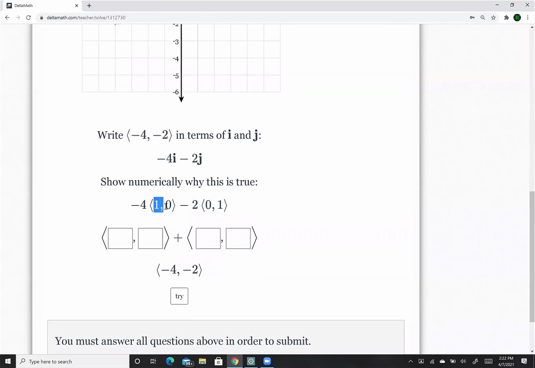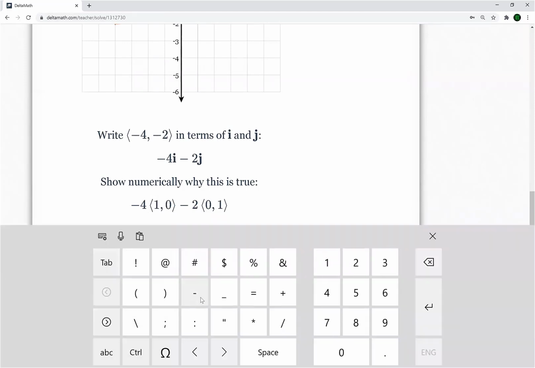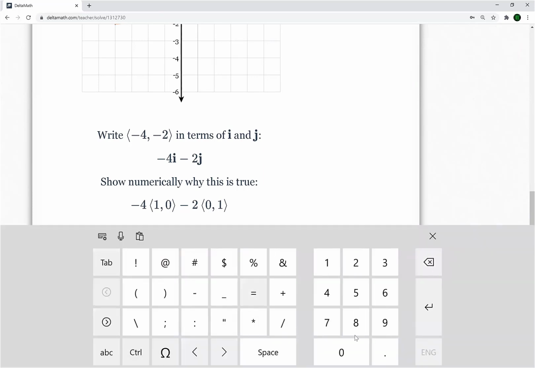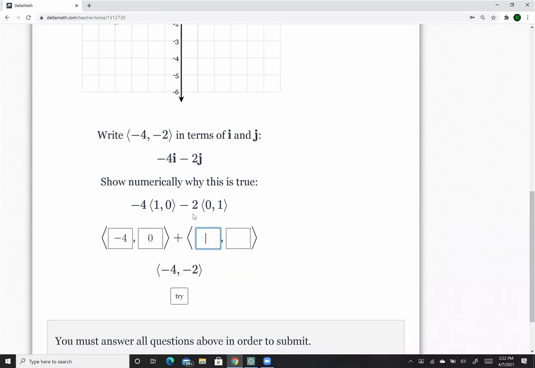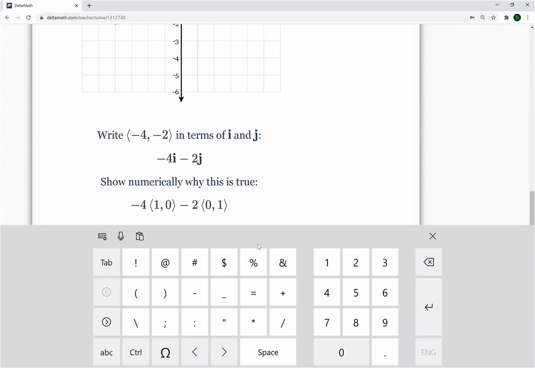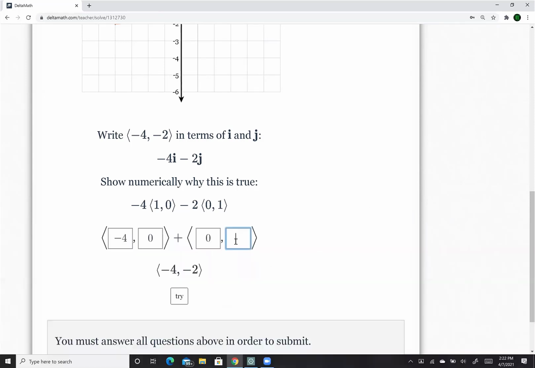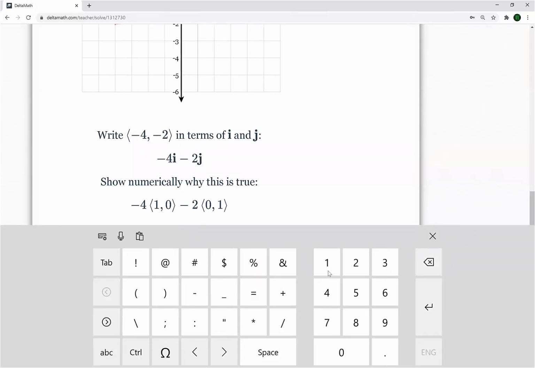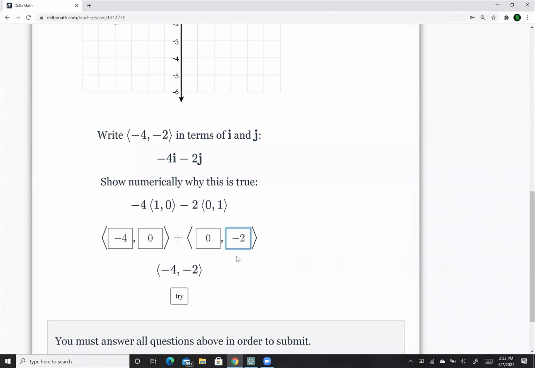Negative 4 times my i unit vector, that's going to give you negative 4, 0. So negative 4 and 0. And then here, negative 2 times 0, 1, so it's going to give me 0, negative 2. So I'm going to type in 0 and negative 2. I should connect the external keyboard to this. And there it is.